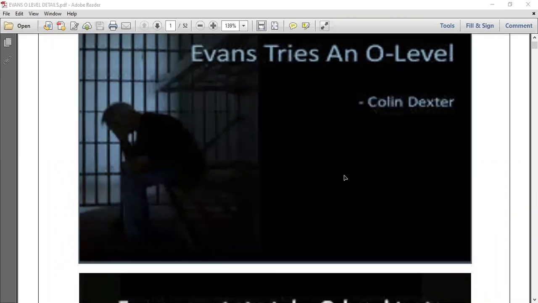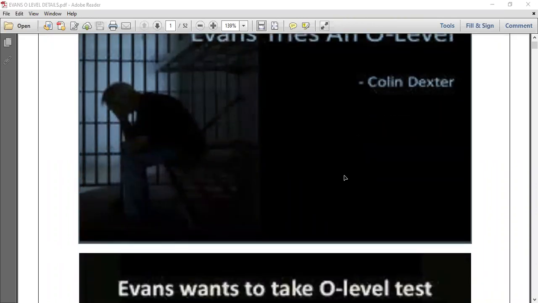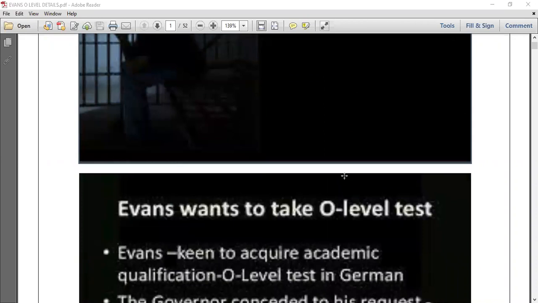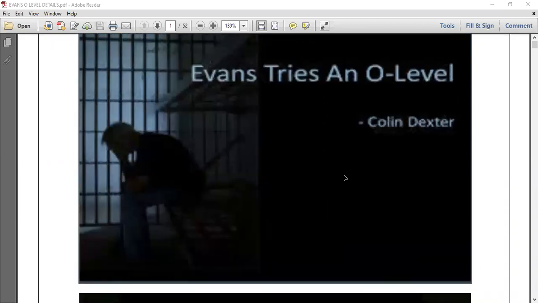Right now you can see that Evans is in jail, in prison. Before you read, should criminals in prison be given the opportunity of learning and education? There is a question before entering into the lesson.